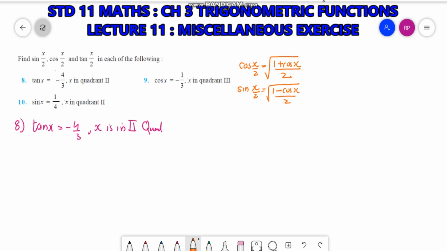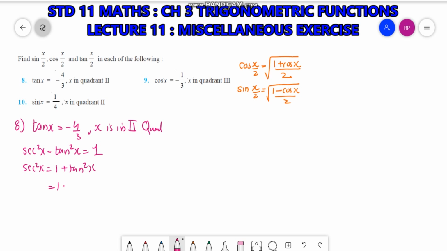We will be using these two formulas. Now, tan x is equal to minus 4 by 3 and x is in the second quadrant. So to find cos x from tan x, I need to find sec x first, and taking its ratio, I will get cos x. Okay, so sec square x minus tan square x equal to 1. So sec square x equals 1 plus tan square x.